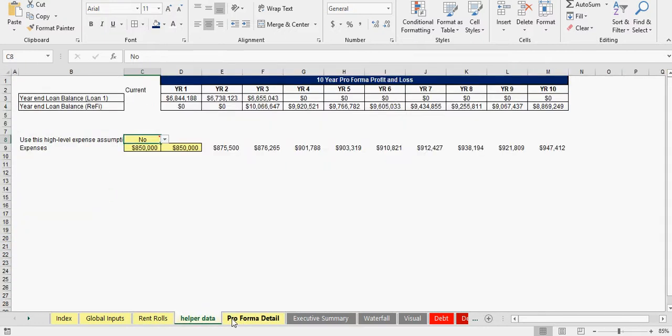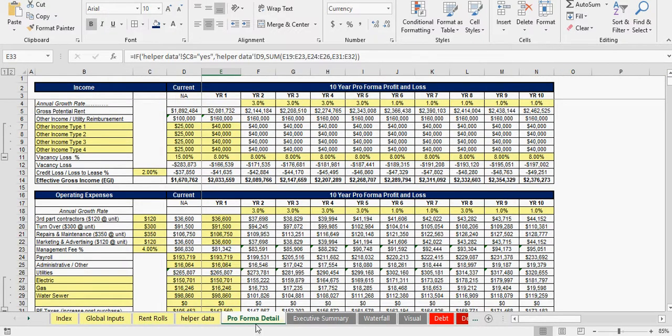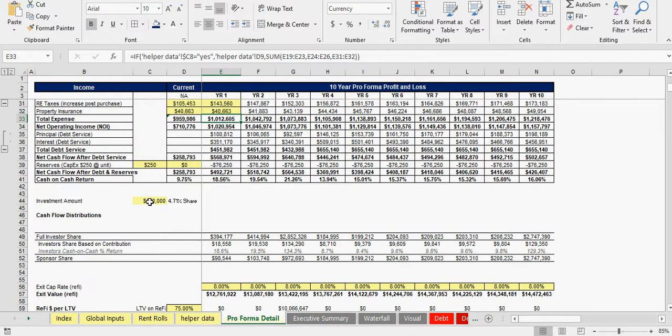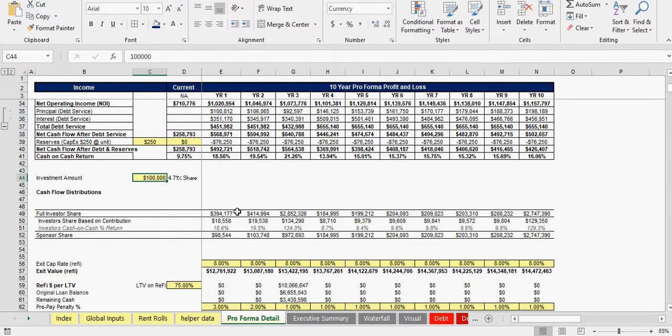Let's see. So helper data. In general, the pro forma detail is kind of like where you're really driving all of the different revenues and expenses and the main inputs. This is where you're defining if you want to see an investor that was a part of the investor pool, like say you invested 100,000 within the whole investor side of it, it shows you that share and what that share would be like over time. Here's the full investor pool shares, and then the sponsors get the remaining.